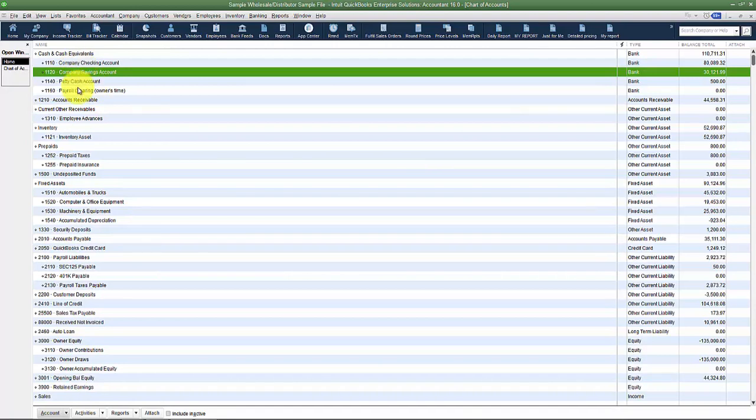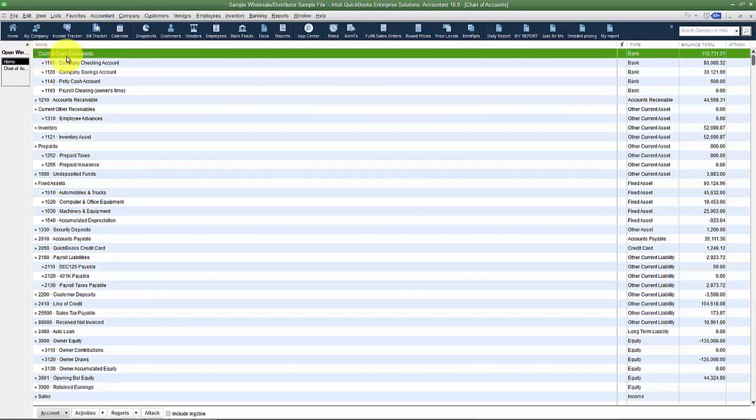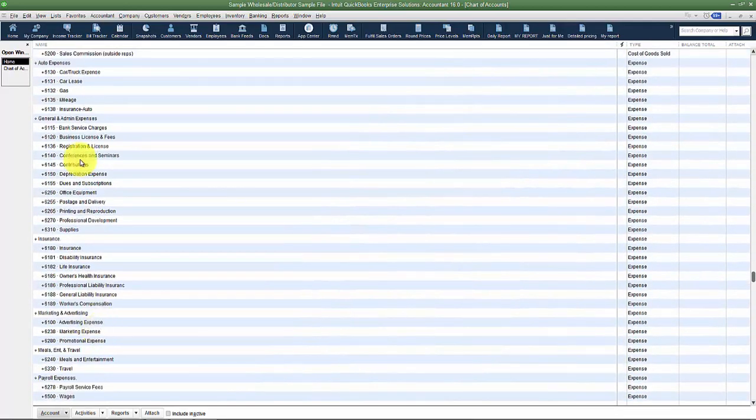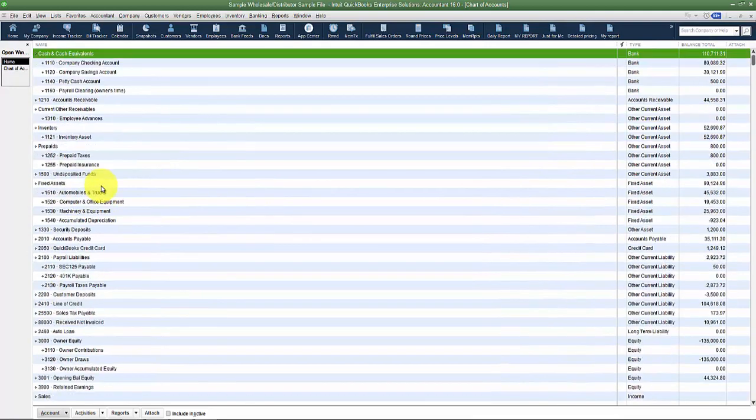So why use account numbers? QuickBooks is going to sort based on the name, right? If you don't use account numbers, it's going to put it in alphabetical order. So for some of the things, like if we get down to the expenses area, if we want it in a different order than alphabetical, then we need to use the account numbers in order to get them in the order we want.